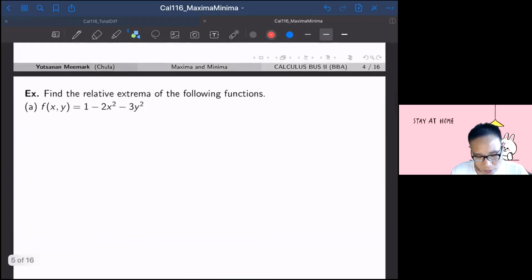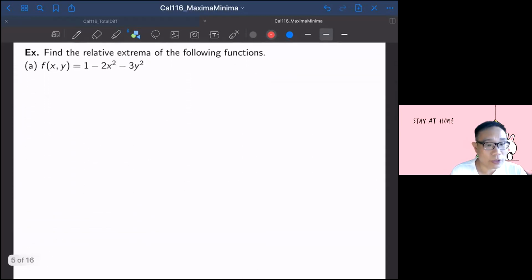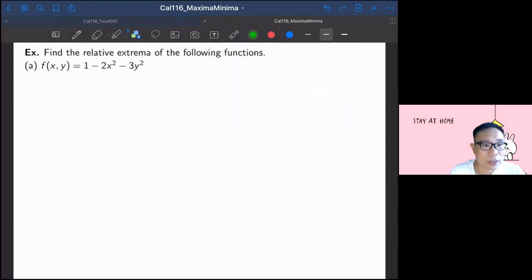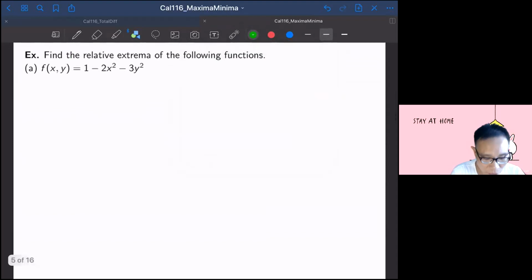So for this function, f(x, y) equals 1 minus 2x squared minus 3y squared. If you would like to determine the relative maximum, relative minimum, and saddle point, the thing you're going to do is find the critical point. There are several steps here, and I'm going to do it step by step for you.